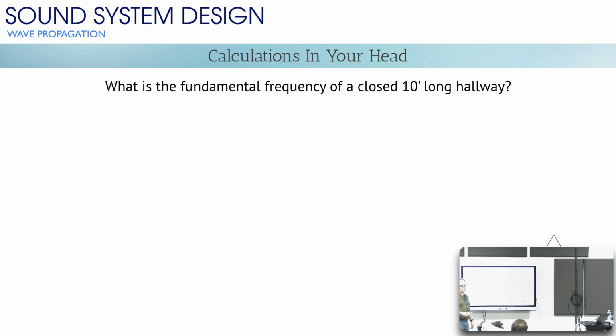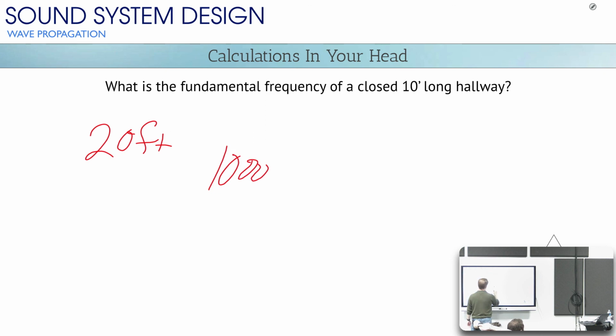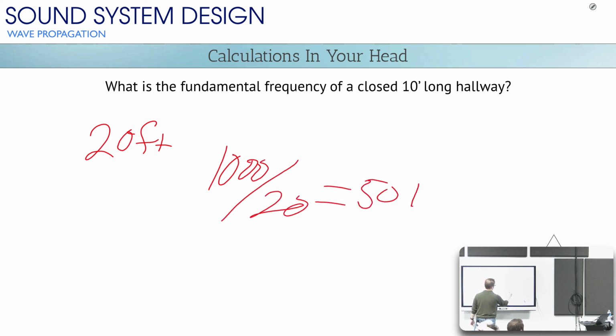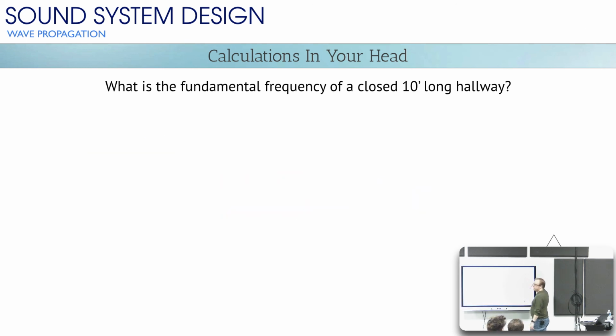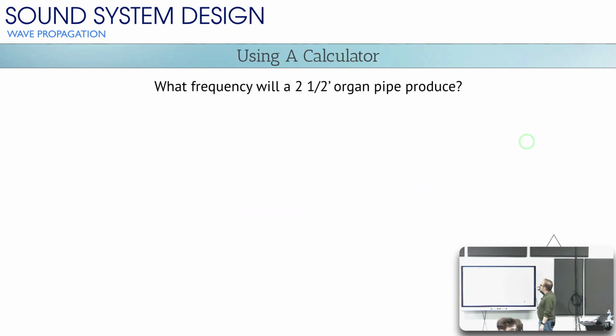In this case it's 2, though, because I'm saying totally closed. Totally closed hallway, so it would be 10 times 2, so we're talking about 20 feet. Fundamental frequency would then be 1,000 divided by 20, 50 hertz. We just did that one, that's another example of the car. Okay, all right, we'll stop. We'll do the calculator ones on Friday.